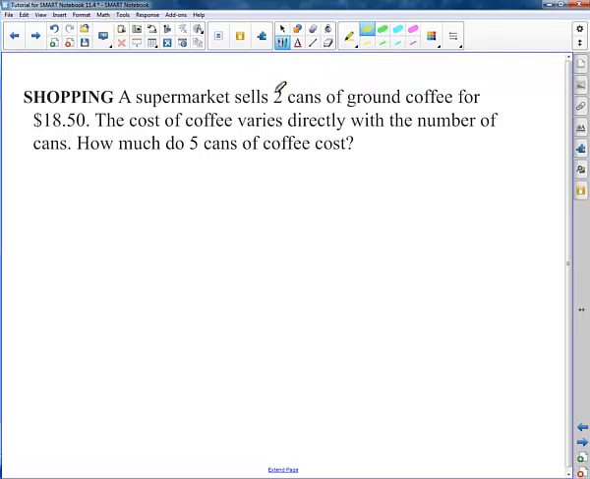A supermarket sells 2 cans of ground coffee for $18.50. The cost of coffee varies directly with the number of cans. So there's a relationship here. How much do 5 cans of coffee cost?